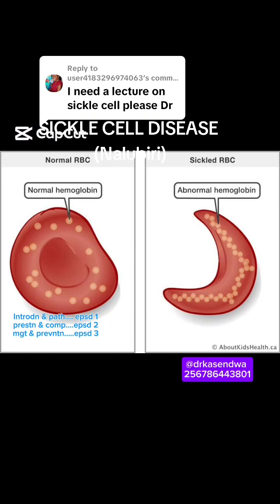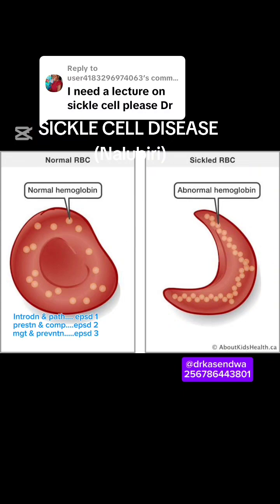All right, sickle cells. Some time back, I was asked by someone to talk about sickle cell disease, which is a common disease that I think everyone has heard of. So, we are going to talk about it in 3 episodes. Today we shall do the introduction and a bit of pathophysiology of how the disease progresses in our bodies.